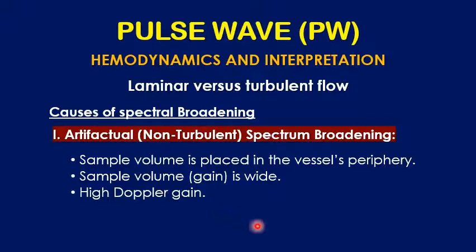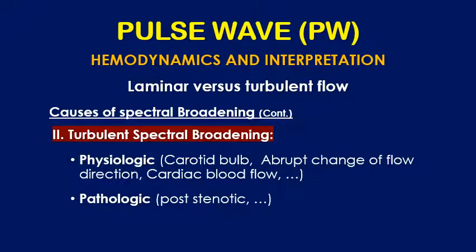So these are artifactual, they are not true turbulence. They are true spectral broadening, but they are not indicating a turbulent flow. But some other factors that bring a spectral broadening, these are the true turbulence. So there is true turbulent flow. But is it always turbulent flow, or spectral broadening, is it always a pathological indication?